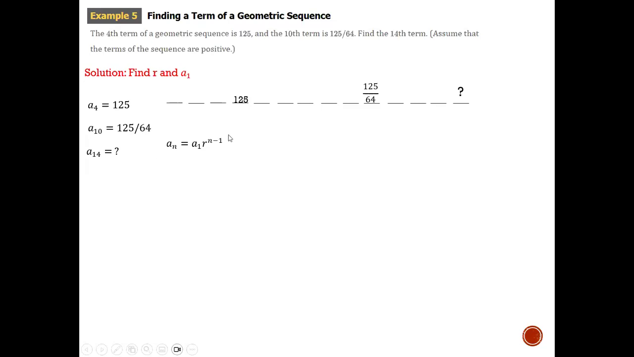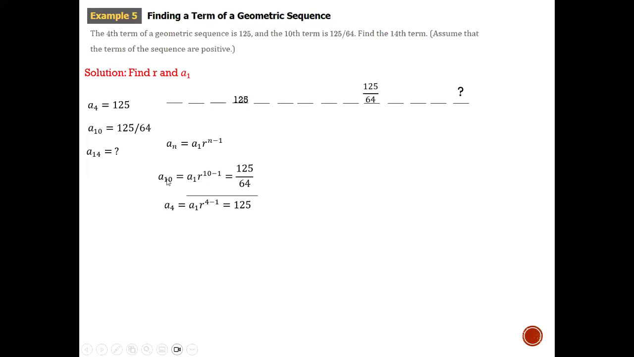We take the formula for the geometric sequence, and we're going to plug in what we have. So for a sub 10, we plug in the values here. For a sub 4, we plug in the values that we have here. And if you recall from last time, we subtracted. This time we're going to divide.